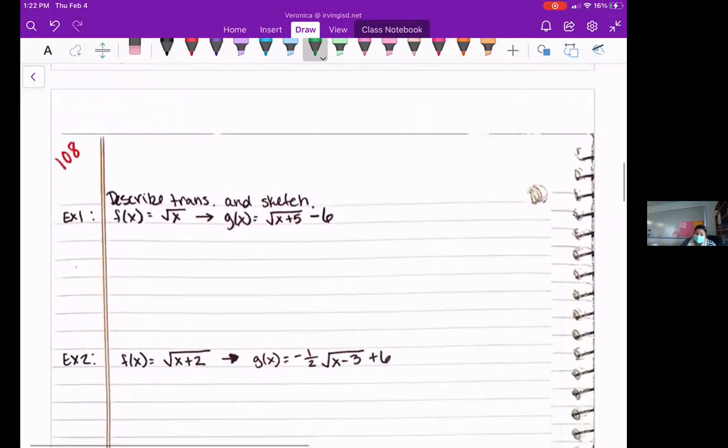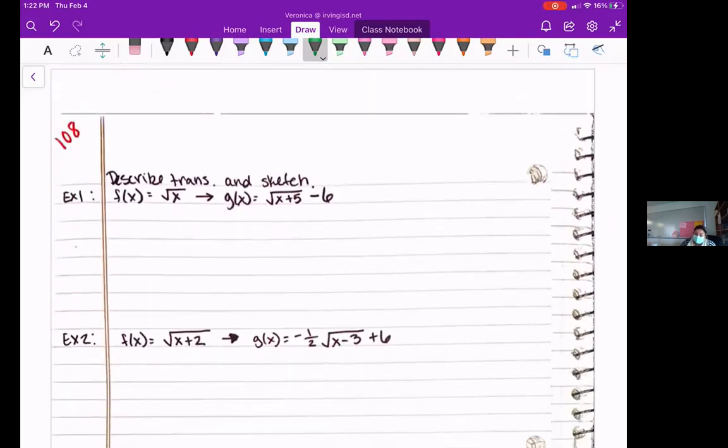All right, so let's go to example 1. We're going to describe the transformation and then just do a sketch of it.